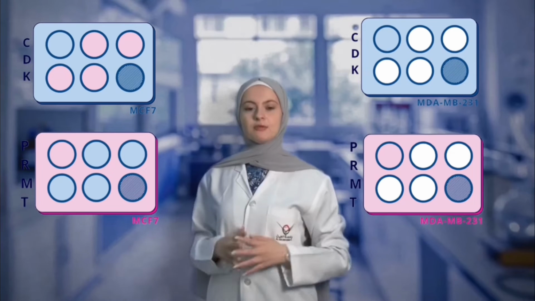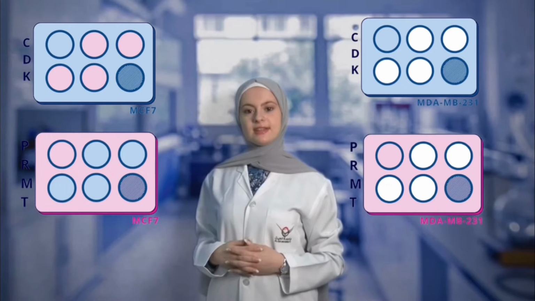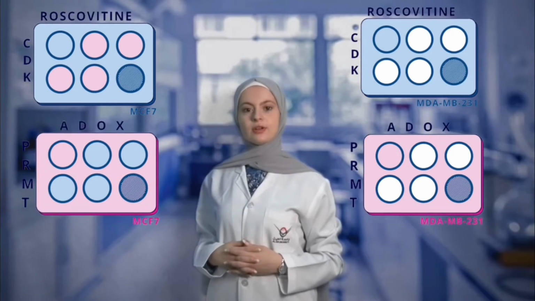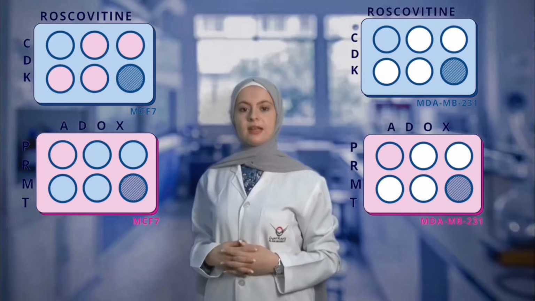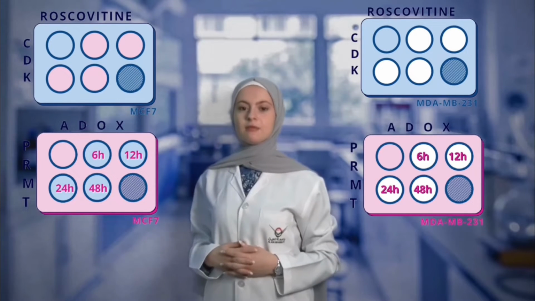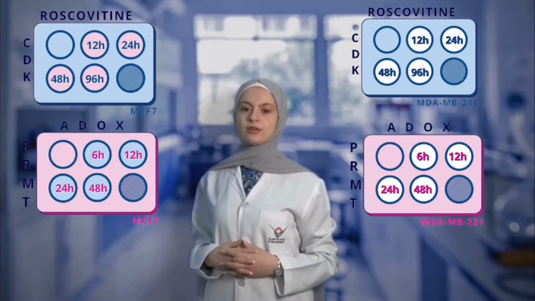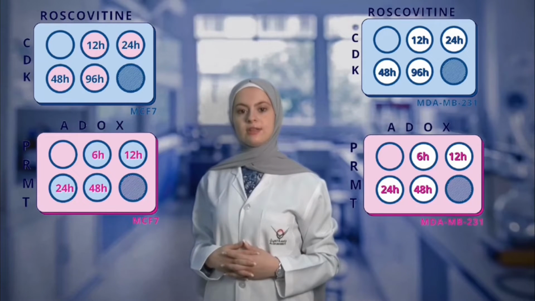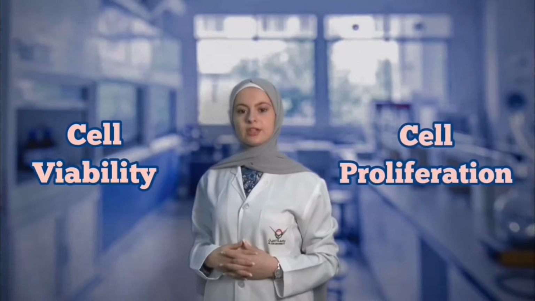Regarding the methods, in our experiment we have used two cell lines, MCF7 and MDA-MB-231, which were seeded in 6-well plates, with a density of 10 to the power of 6 cells per well. The next day, we added 20 micromolar of ADOX or roscovitine in each well and incubated the plates for different timings. With ADOX, we incubated the plates for 0, 6, 12, 24, and 48 hours, while with roscovitine, we incubated the plates for 0, 12, 24, 48, and 96 hours. We also did control wells by adding only the vehicle DMSO. At every time interval, cell viability and proliferation were assessed.